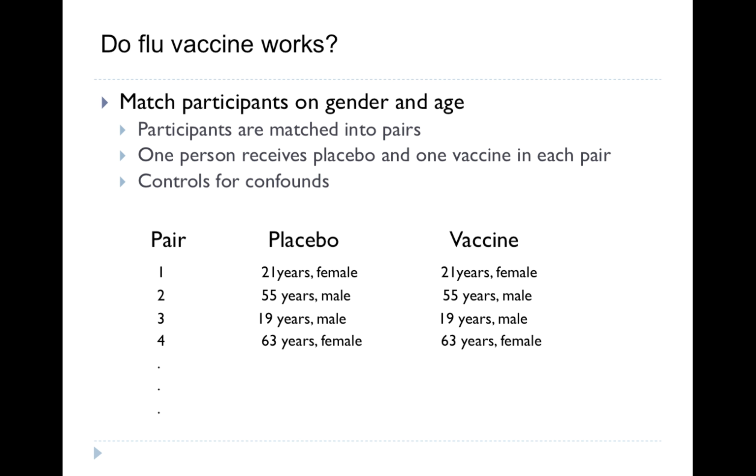So here you actually have different pairs. You recruit your participants and then you ask them about their age and their sex. So in this case, we're pairing up this 20-year-old female, and we randomly assign one of the 20-year-old females to the placebo group and one to the actual experimental group. Then we have a middle-aged male, 55 years old. One goes in the placebo, one is randomly assigned to the experimental group, and so forth.